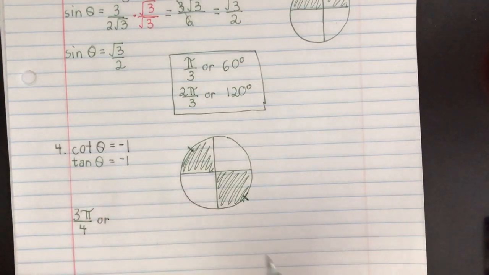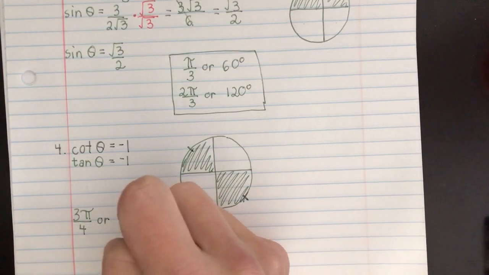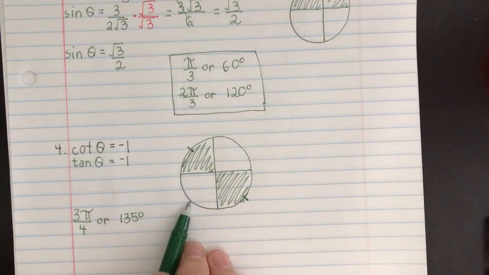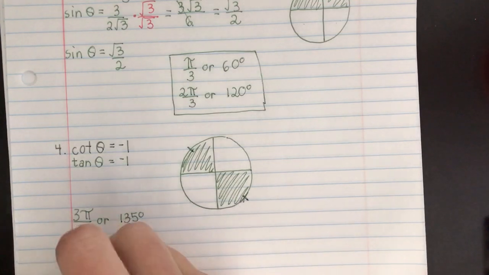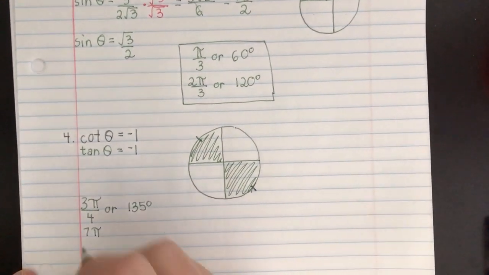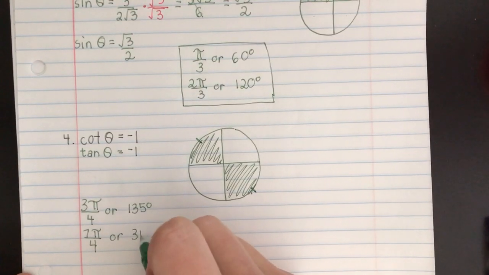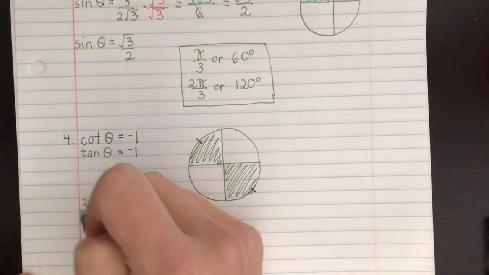Or in other words, 135 degrees. Or, so that's 3 pi over 4, 4 pi over 4, 5 pi over 4, 6 pi over 4, 7 pi over 4, which is equivalent to 315 degrees.